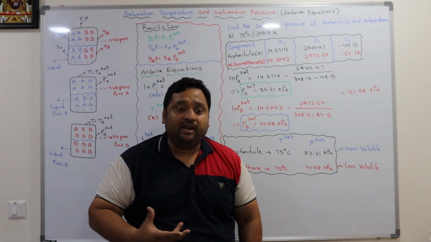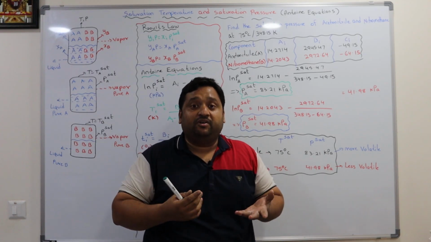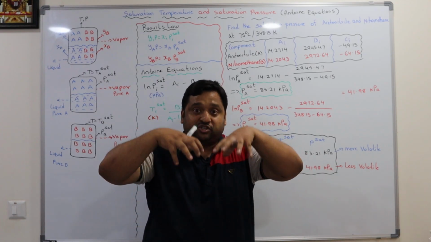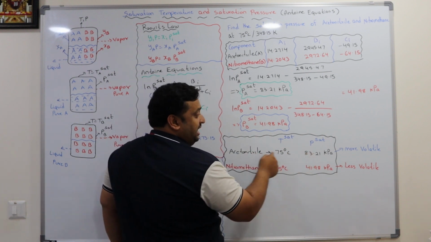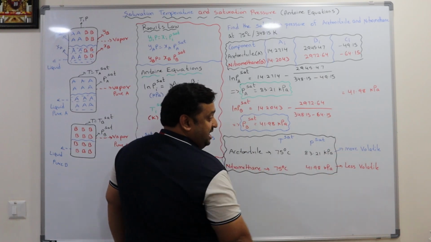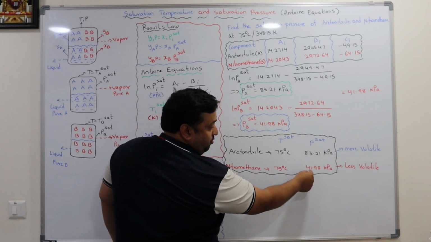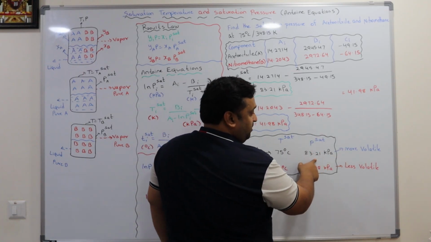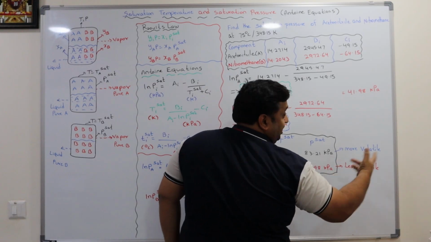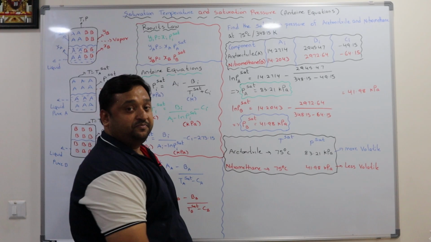What does volatile mean? It means the liquid has more tendency to evaporate and create some pressure. You can see the saturation pressure of acetonitrile is 83.21 kilopascal, so it is creating more pressure compared to nitromethane, which is 41.98 kilopascal. That means the one which creates more pressure is the more volatile component, and the other one is the less volatile component.